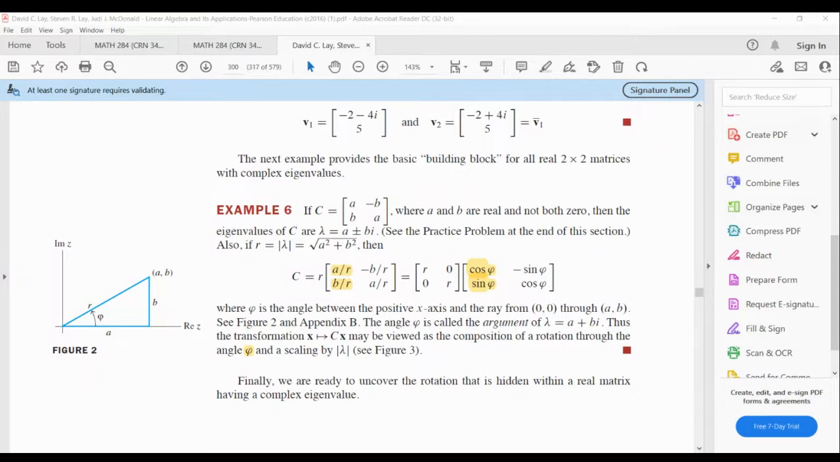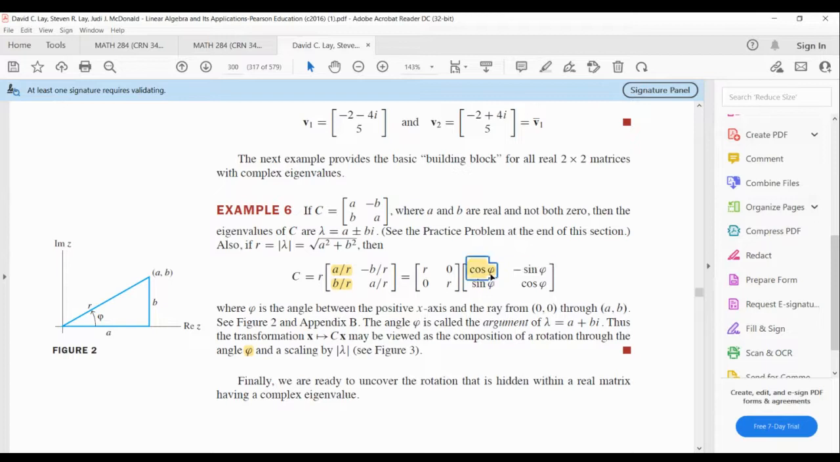So basically what happens is this matrix C has complex eigenvalues. We can generalize this to any 2x2 matrix with complex eigenvalues. The matrix C can be written as the product of two transformation matrices. The first transformation matrix is, well, no, hold on. I want to be careful here.